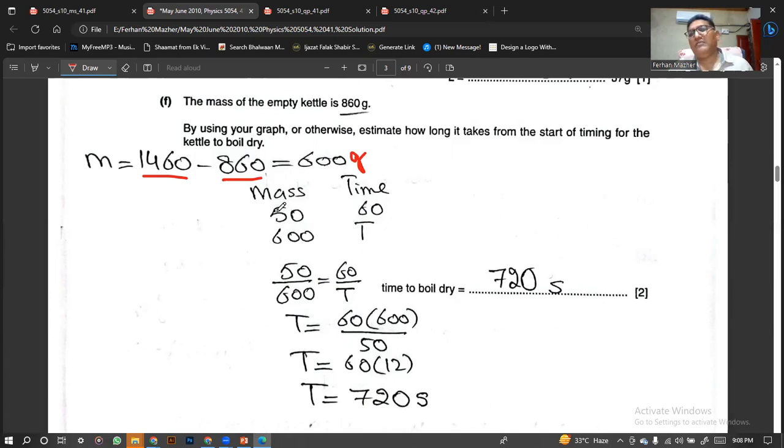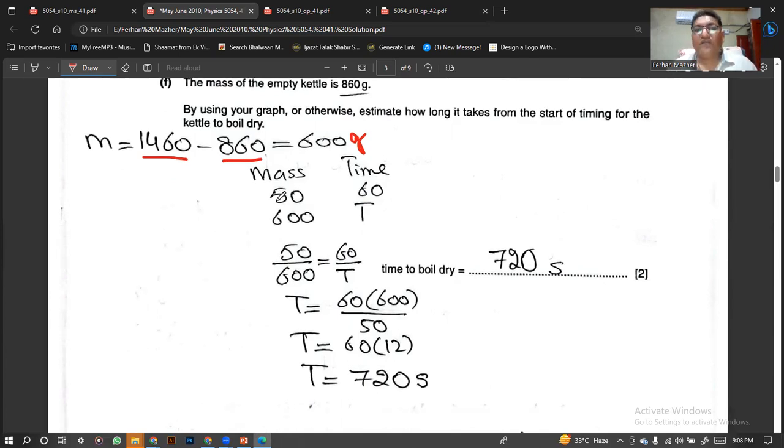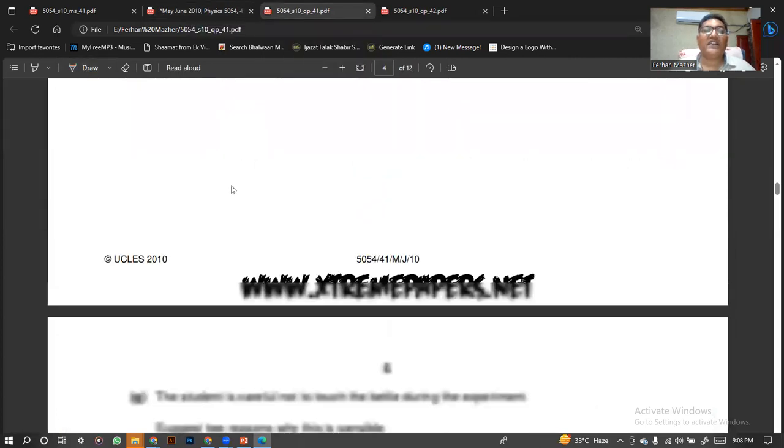So I can use from my data, 50 grams requires 60 seconds to boil off. So 600 grams will require how much time? This is the method of proportionality. So 50 by 600 will be equal to 60 by T. And T will be equal to 60 multiplied by 600 divided by 50. And that will be 60 into 12, and that's 720 seconds. So it will take 720 seconds.